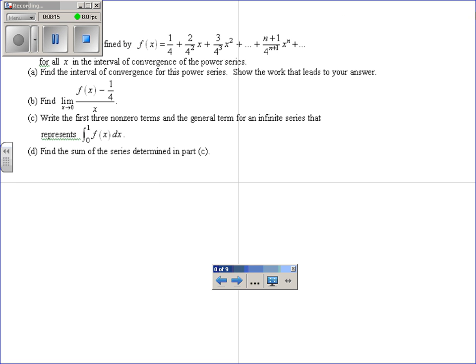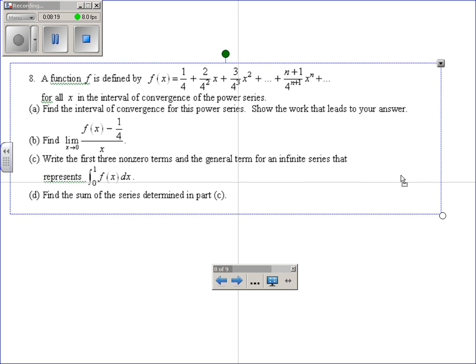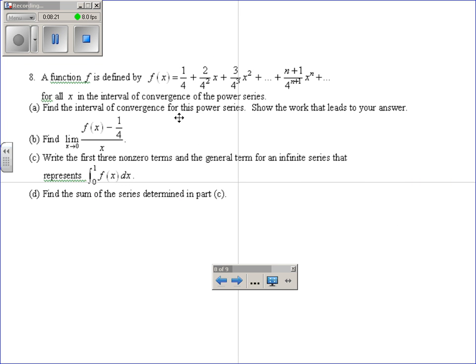Okay, so let's look at this guy. It says a function is defined by the following. Find the interval of convergence for this power series. Show the work that leads to your answer. So if we find the interval of convergence, that means we use the ratio test. Looking at this right here, so it'd be n plus 2, x to the n plus 1, over 4 to the n plus 2, times 4 to the n plus 1, over n plus 1, and x to the n.